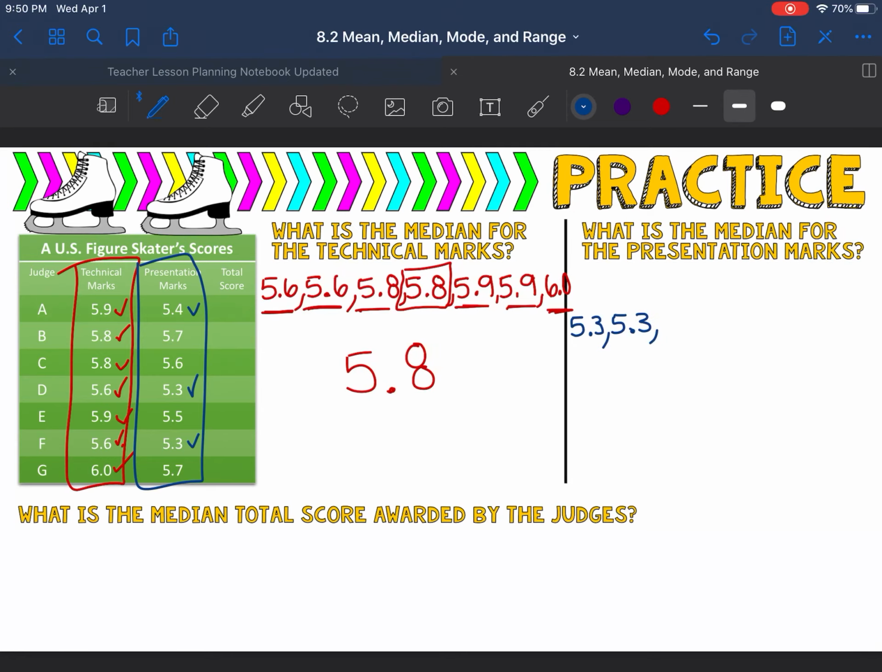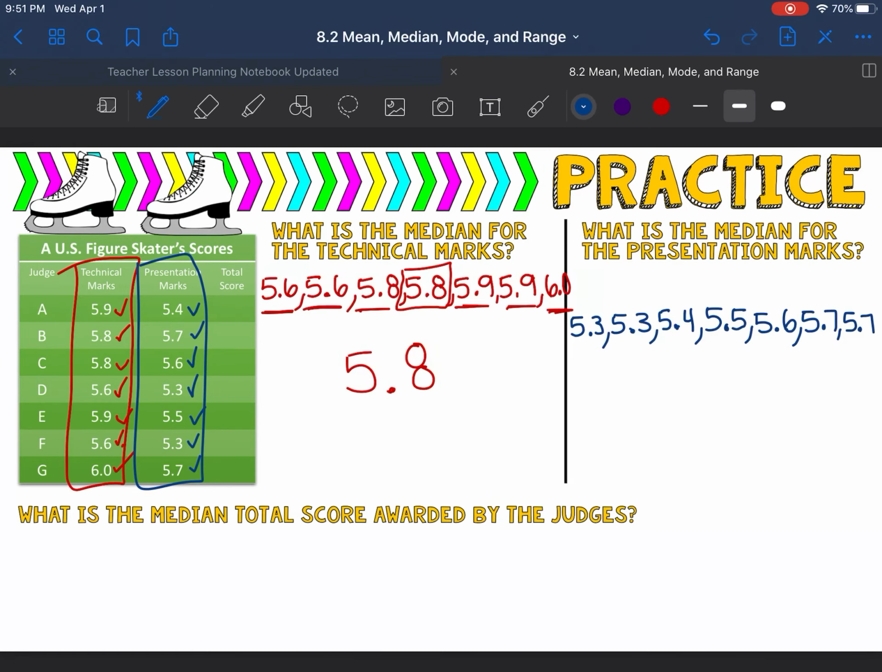All right, do I have any 5.4s? You betcha. 5.4. Any more? Nope. Any 5.5s? Yep, there's one. Any 5.6s? Yep, got one. Any 5.7s? I do. Any more 5.7s? Let's see. Yep, my final number is 5.7.